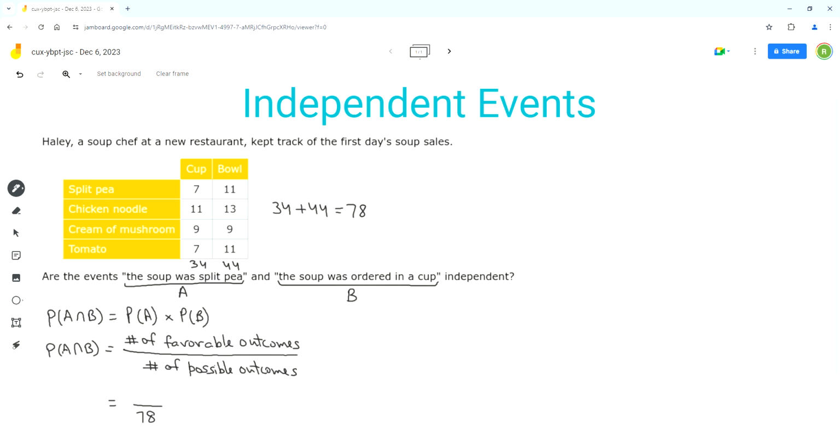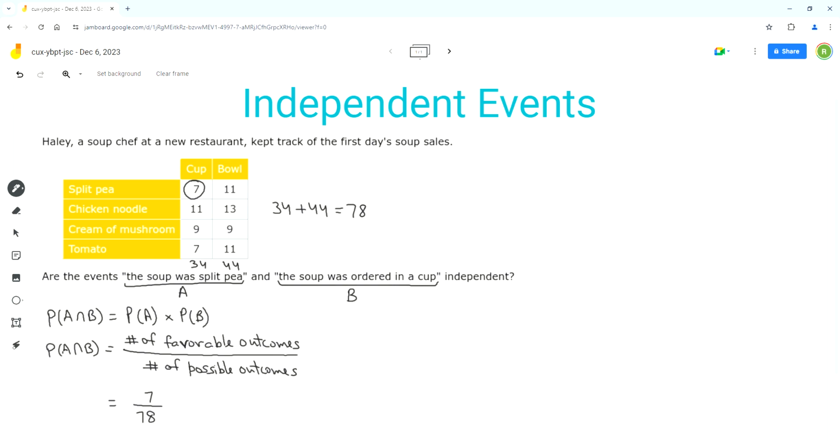Now we can calculate the number of favorable outcomes, and that will be the number of split pea soup sold in cup format, and that will be 7. The numerator in the probability is 7. So that is the probability for A and B.